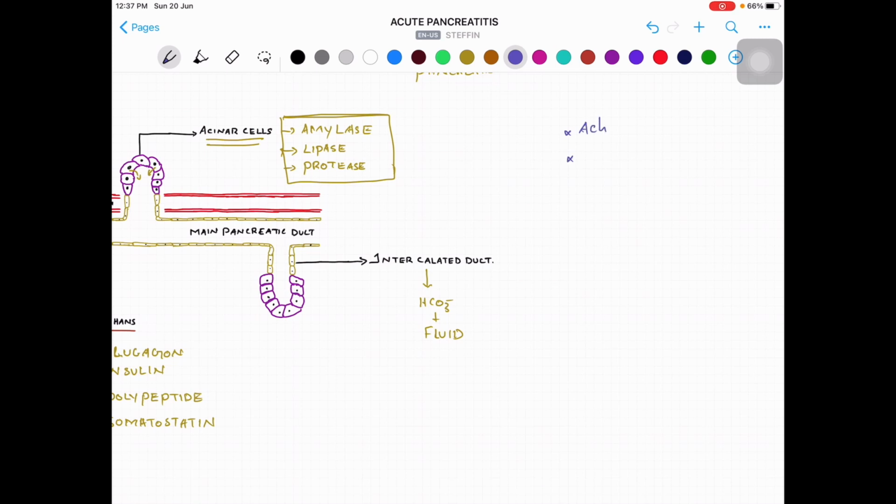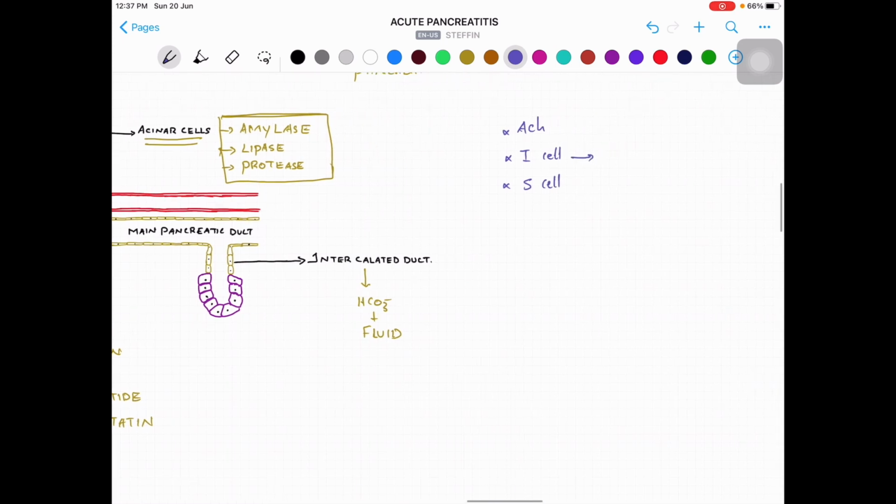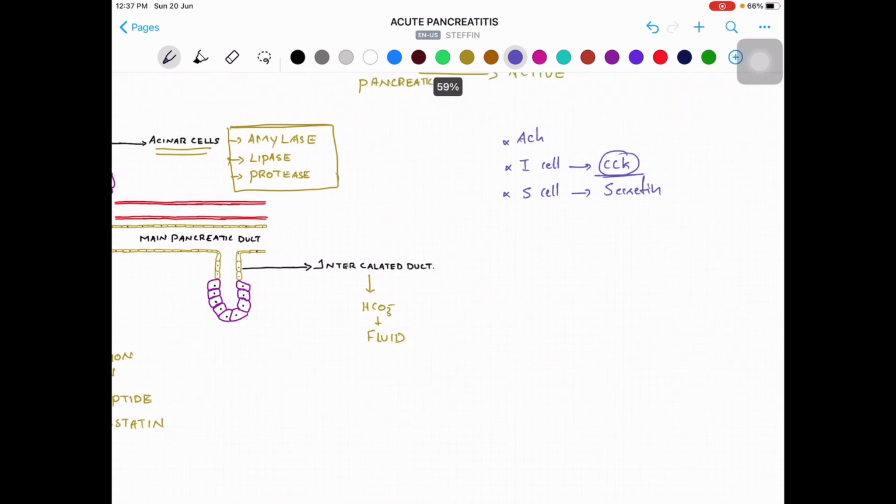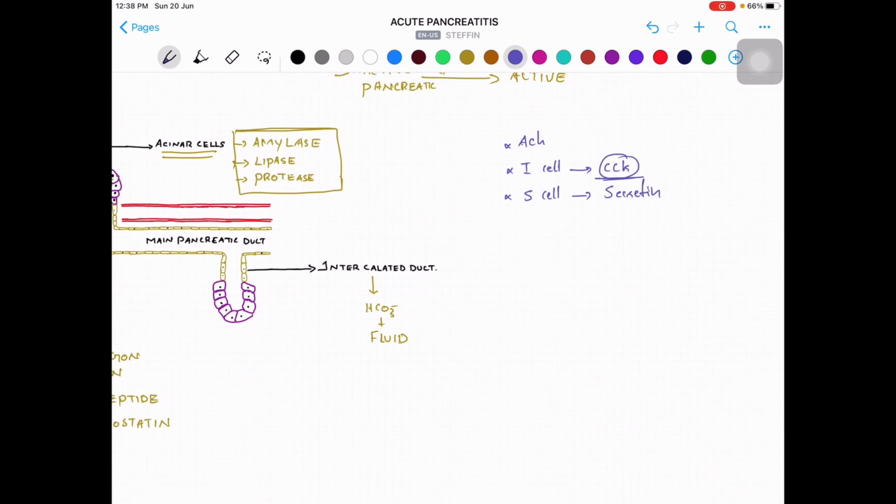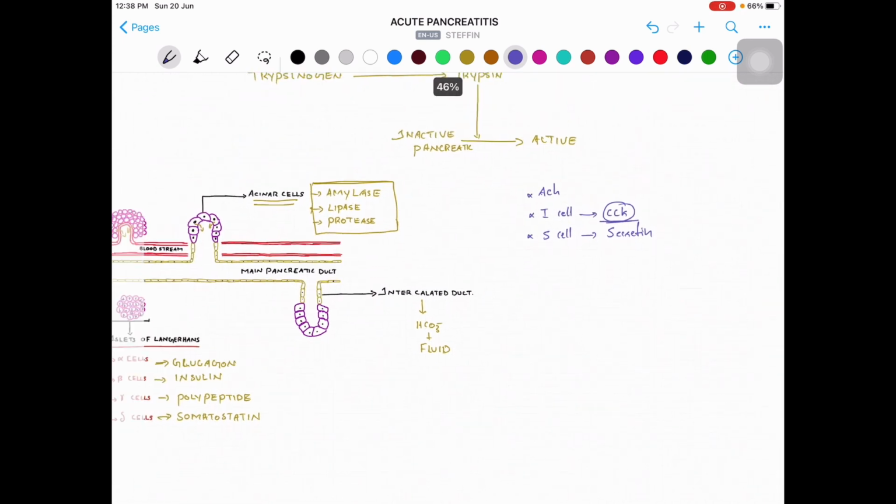Other than acetylcholine, there are cells present in the intestine, the I cell and S cell. The I cell secretes cholecystokinin, CCK, and the S cell secretes secretin. CCK will stimulate the acinar cells, whereas secretin will stimulate the intercalated duct and release the secretions. This is a small physiology of the pancreas.